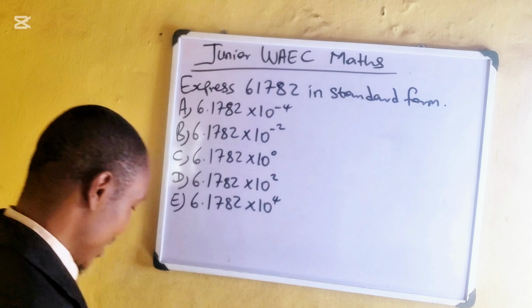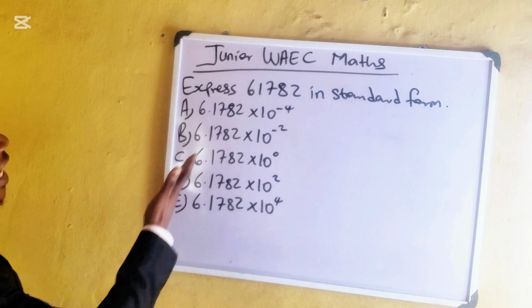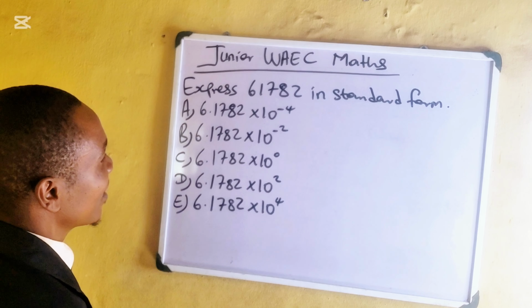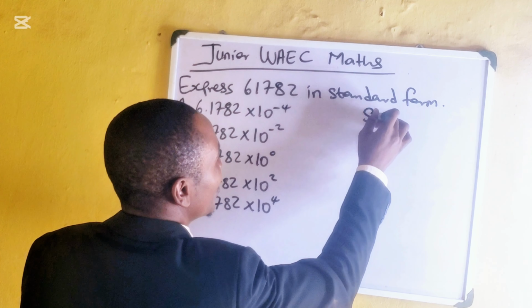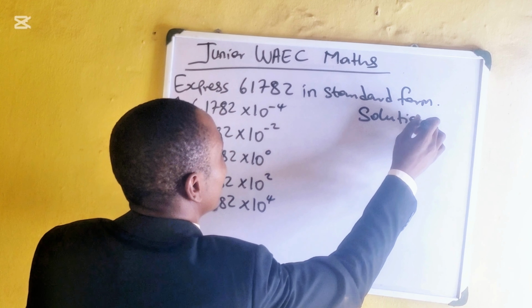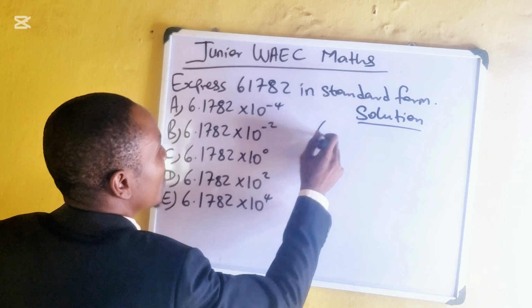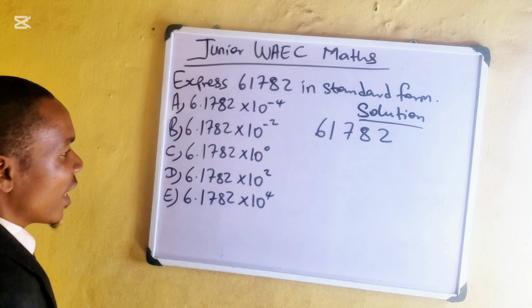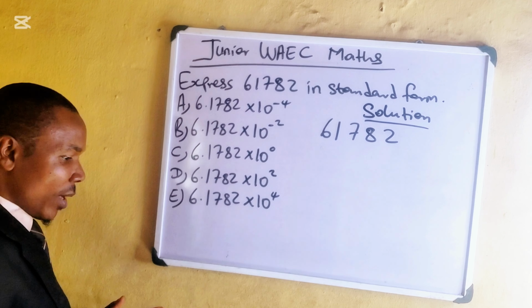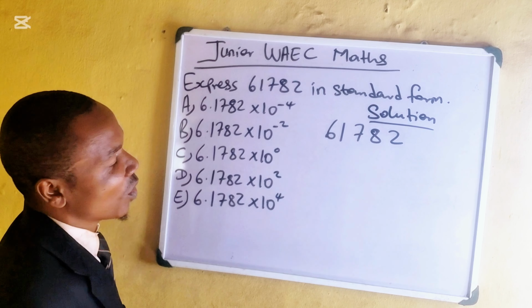Let's go. All right, we have something like this. They said express 61,782 in standard form. So we have a solution like this. Expressing a number in standard form simply means what?